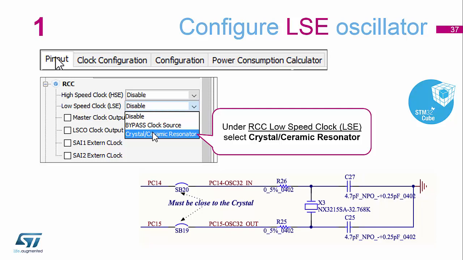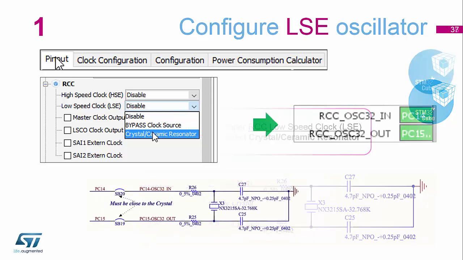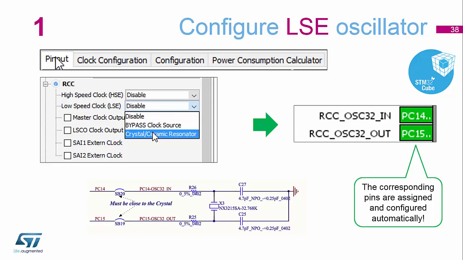So that we can make sure we keep an accurate clock source, we need to attach the low speed external crystal to our pinout diagram. On the hardware we already have the low speed external crystal, so we now need to use that crystal in our application. The clock system is under the RCC, reset and clock control, on the left hand side. We now need to enable the LSE to be a crystal or ceramic resonator. This will then assign two pins on our diagram, PC14 and PC15.